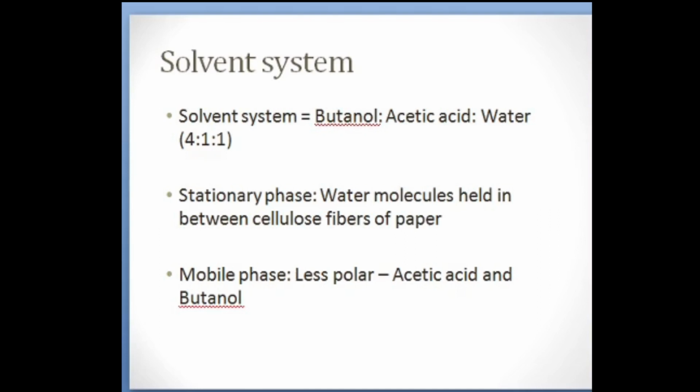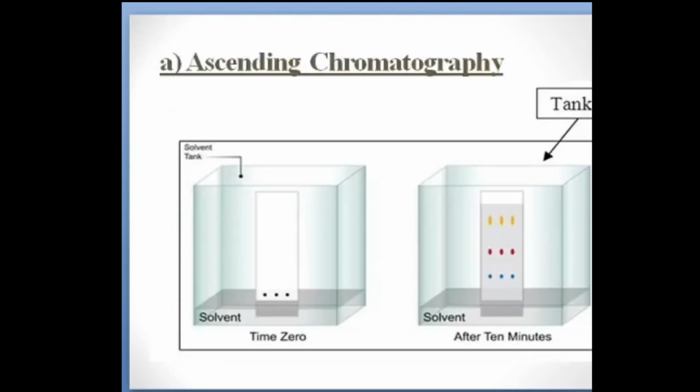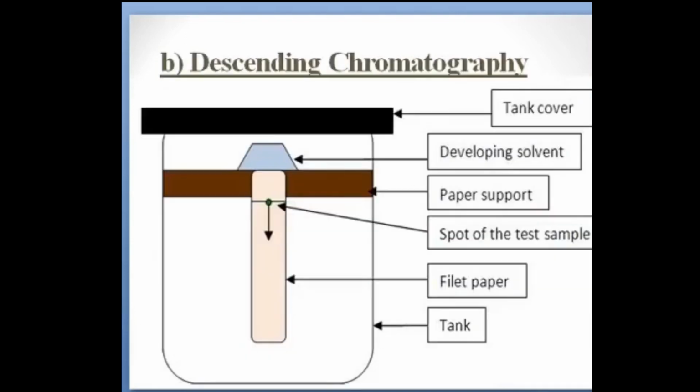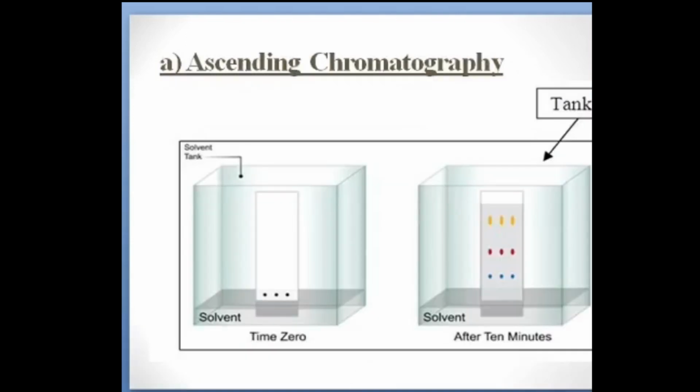Then the mobile phase is less polar. It will be acetic acid and butanol. Now paper chromatography is again of two types, ascending and descending. In ascending chromatography, from the name itself, you can understand.